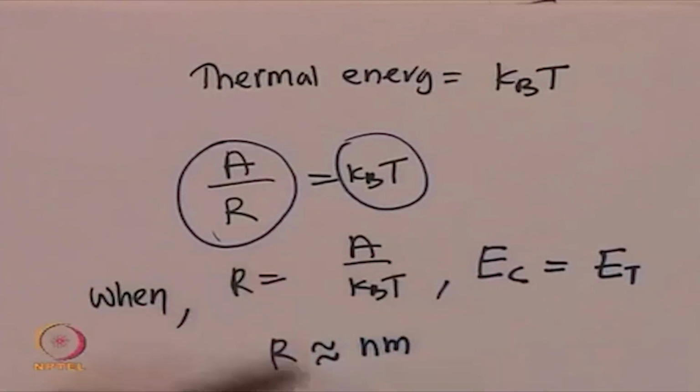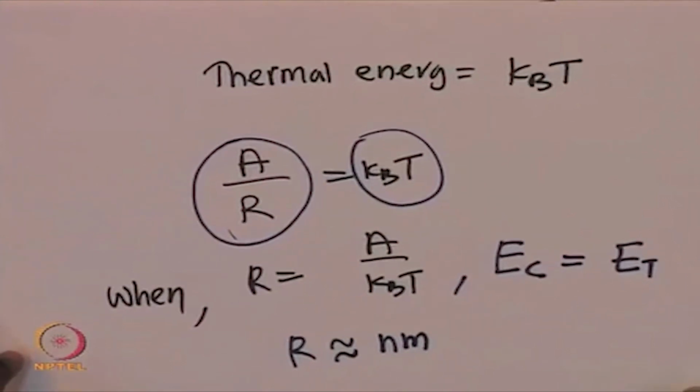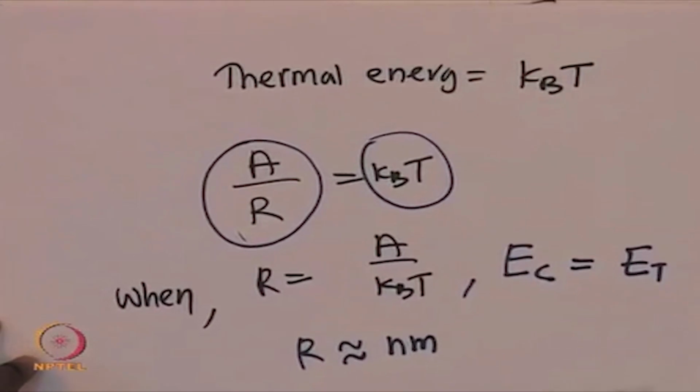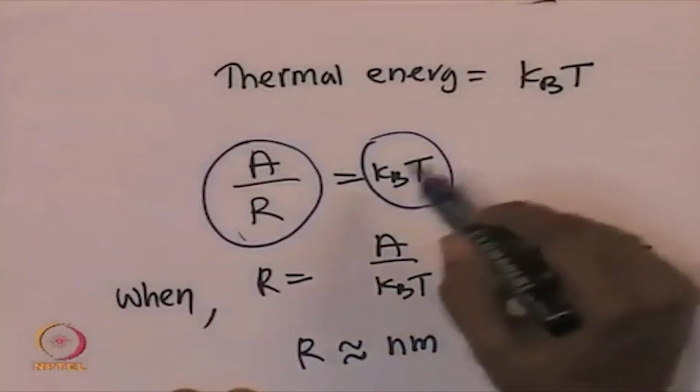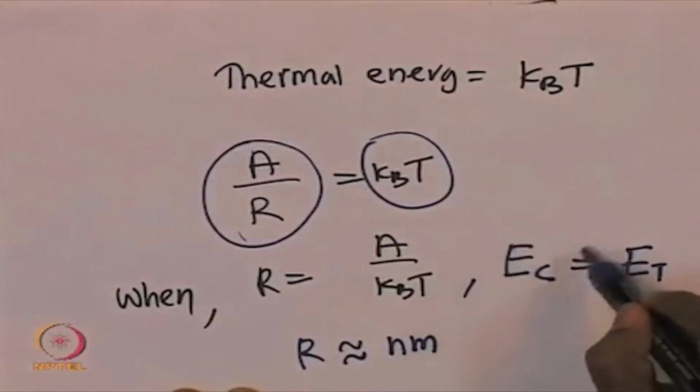It turns out that when R is of the order of nanometer, these two will be equal. That is what you find when you typically substitute these numbers and see: when R is of the order of nanometer, these two will be comparable. Coulomb energy and thermal energy will be approximately equal.